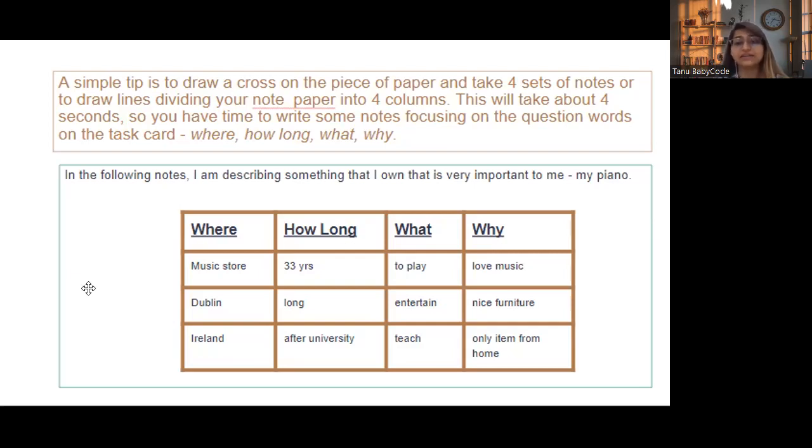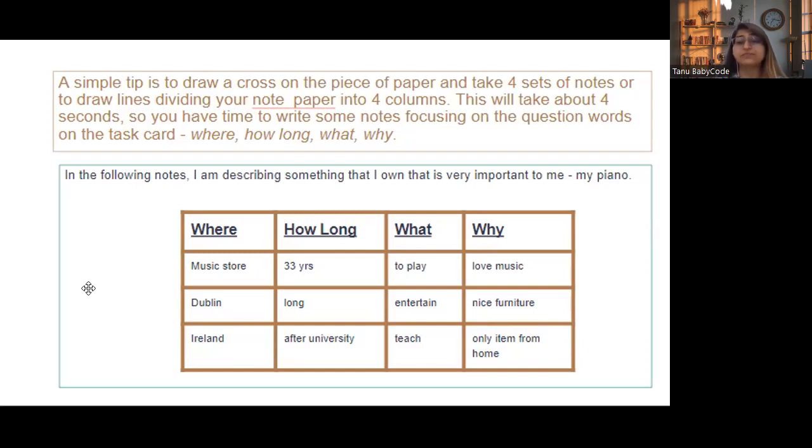How long have I had it? 33 years. Long. After university, I got it. What are the uses? To play, entertain, and teach. I'm just writing my keywords here, my abbreviations, my notes. You can make it yourself. Try to shorten it. Do not waste your time because you have only 1 minute to prepare the notes.